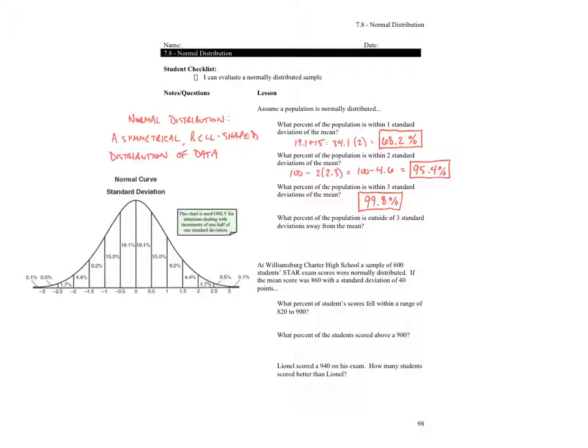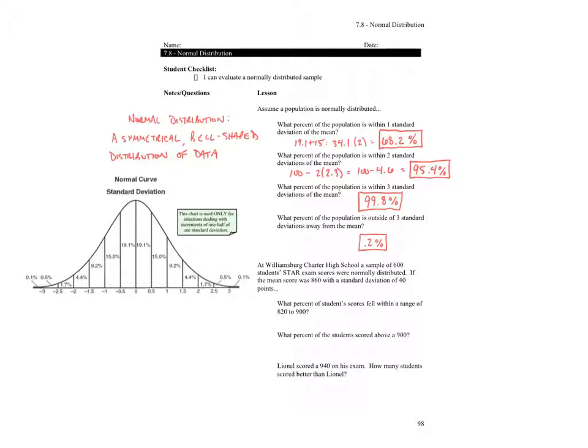And lastly, what percent of the population is outside of 3 standard deviations? So these are our extreme outliers, 0.2%. These are the people that are crazy tall in a given sample, or that weigh almost nothing if we're comparing weights of people, or test scores where someone got a 0 or 102 because of extra credit.